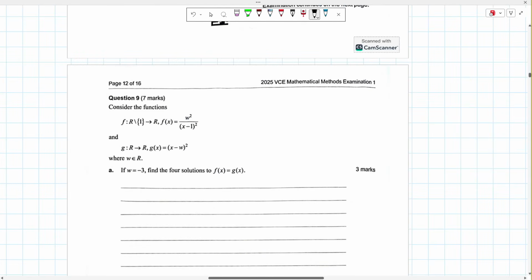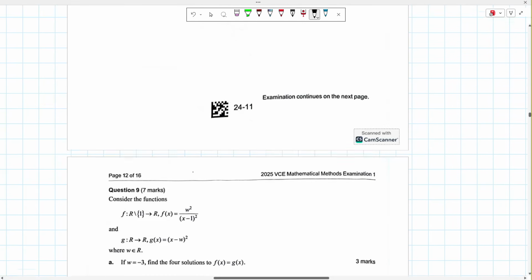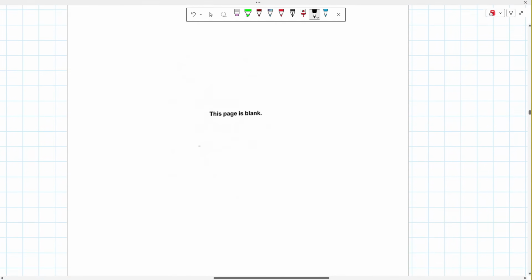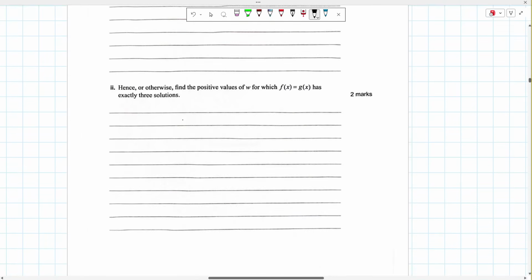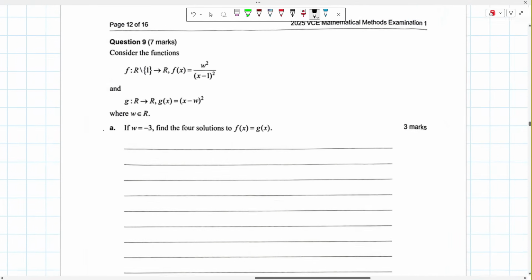Okay, it's been quite a tiring exam so far, right? A lot of crazy numbers coming up, but this is the last question, right? And not too much more to go.